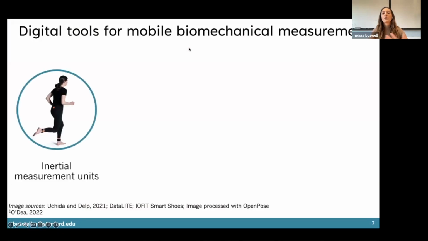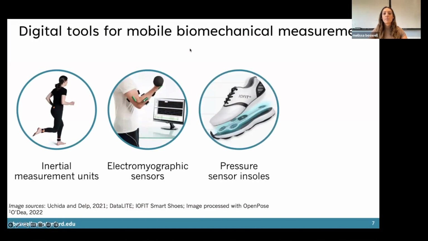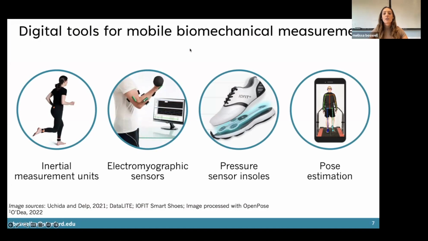So things like inertial measurement units, wireless electromyographic sensors, shoes instrumented with pressure sensors, as well as pose estimation algorithms that predict the location of joints from 2D video. And this motion analysis from 2D video is a particularly exciting opportunity, as 83% of the global population owns a smartphone and could access their own pocket-sized tool for quantitatively self-assessing movement.